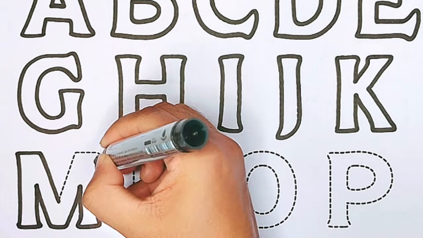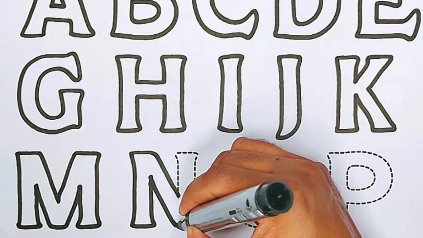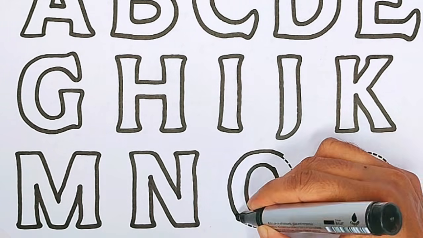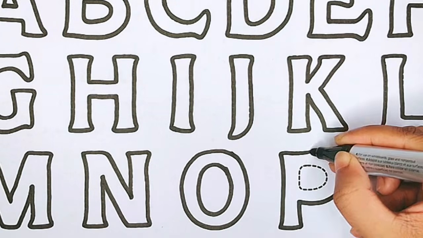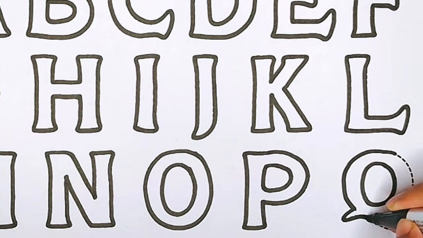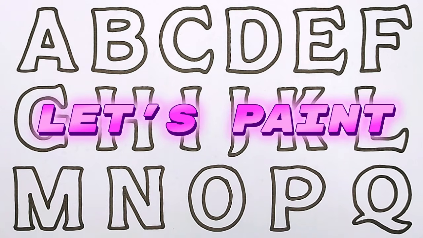M for magnet. N for narolal. O for open. P for panda. Q for kujal. Let's paint.